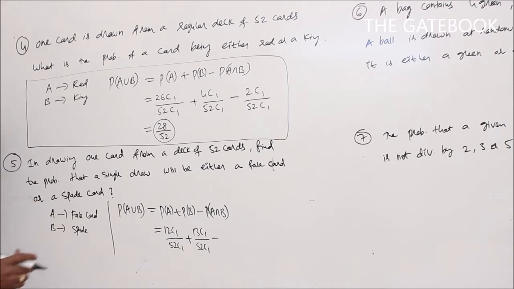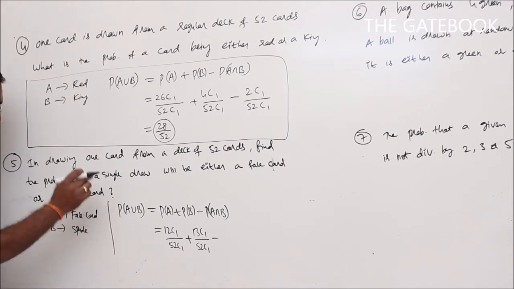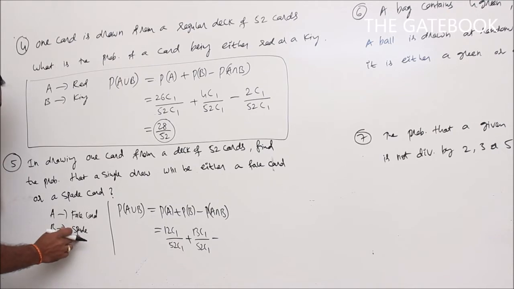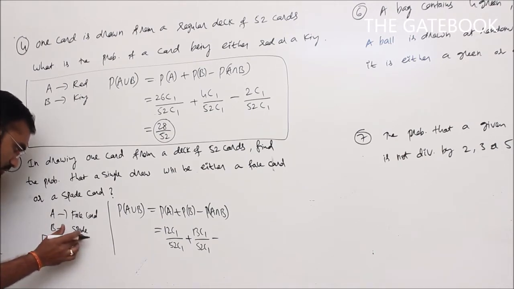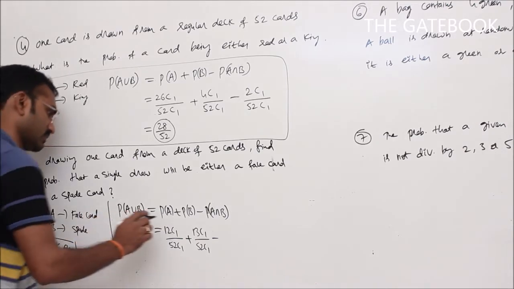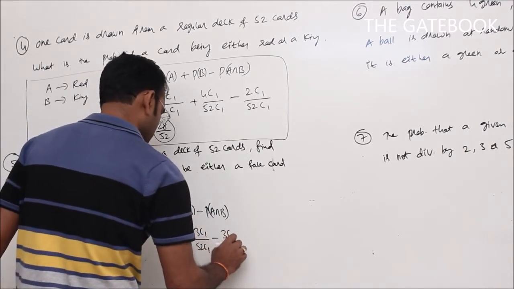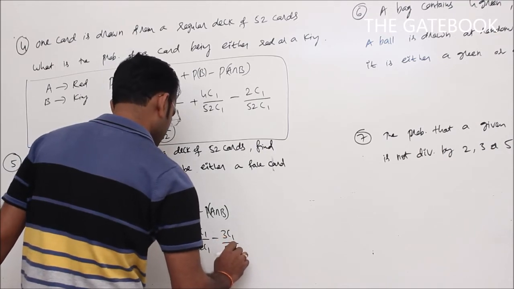probability of drawing a face spade card. See here, in spades, how many face cards are there? I said J, K, Q are face cards. So in spades, you will get 3 face cards. So I can write minus 3C1 by 52C1.